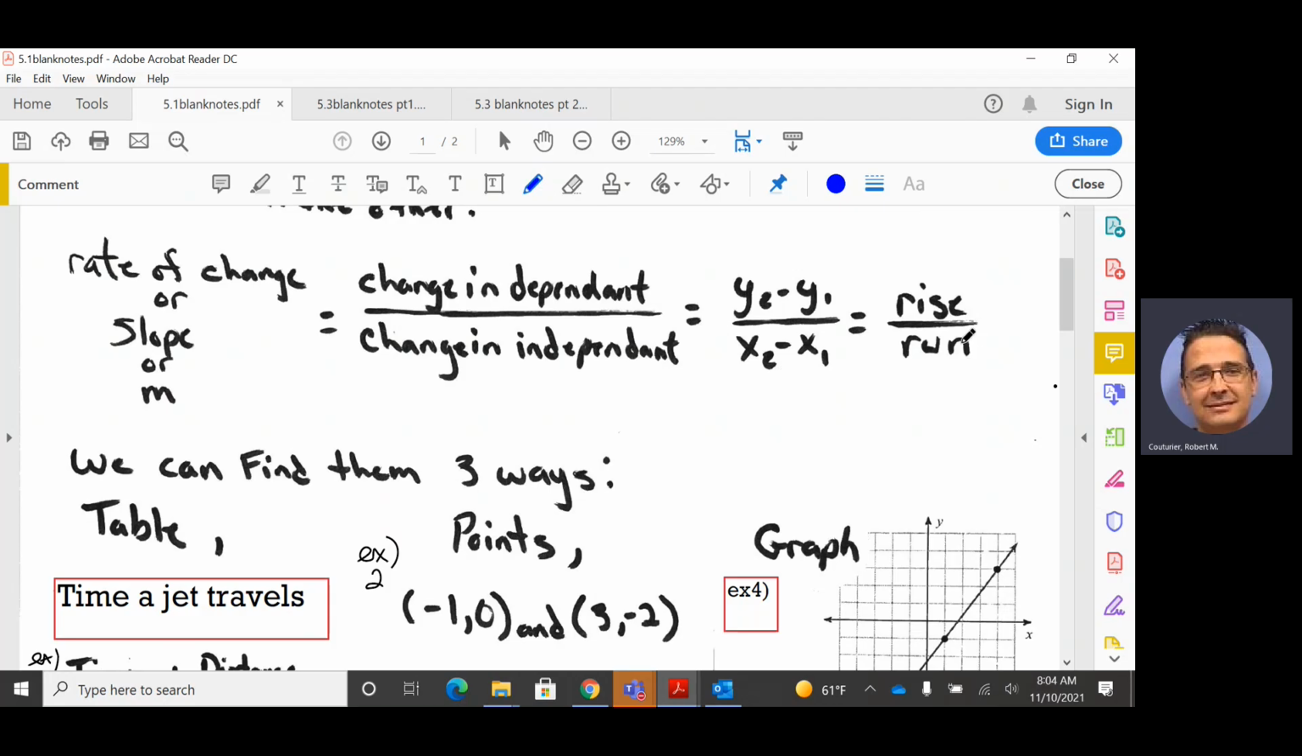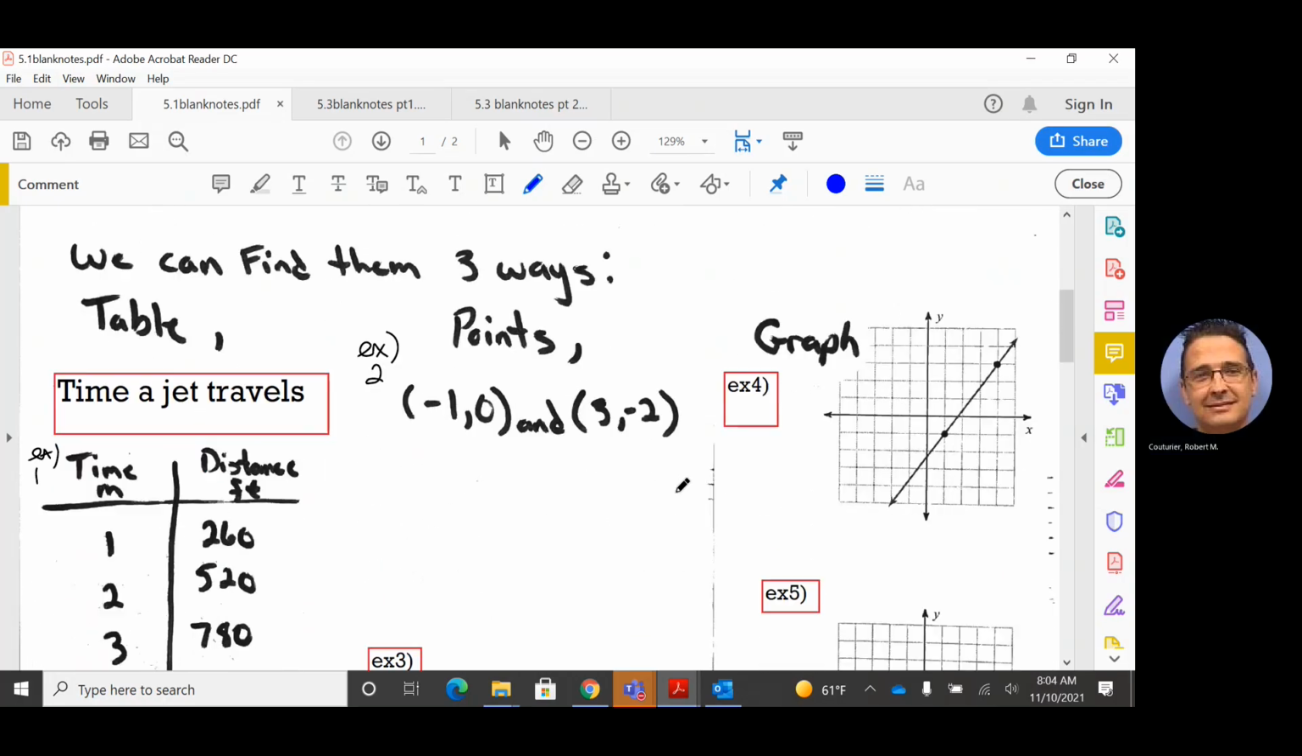We'll also have rise over run. If we're looking at a graph, you can determine, from one point to the next, how many up did we go? How many to the right did we go? We set that up as a fraction, we reduce it, and that's our slope. Let's see how these work.